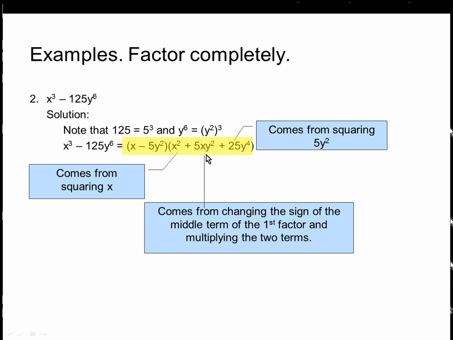The second factor comes from the first one. Square the first term. Change the sign. Do the product, 5xy squared, square the last. Don't forget to square the 5. Remember, in the first factor, the sign matches the problem. In the second factor, it's opposite from the problem.